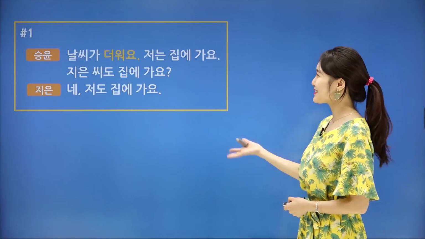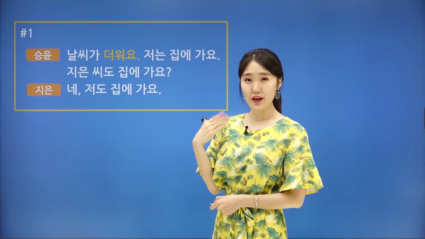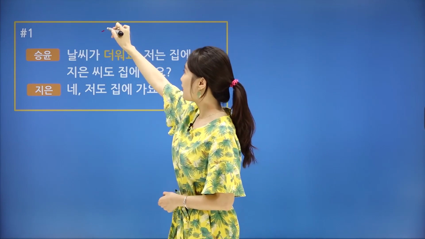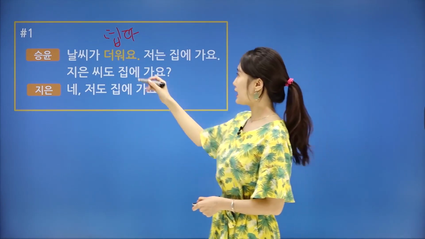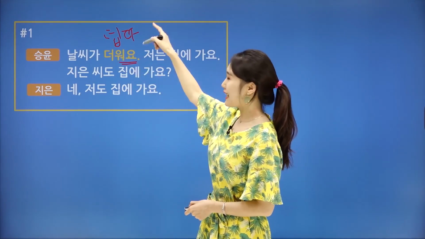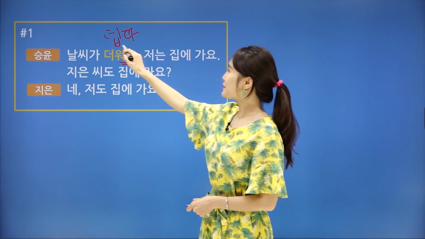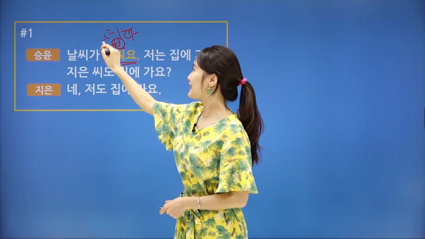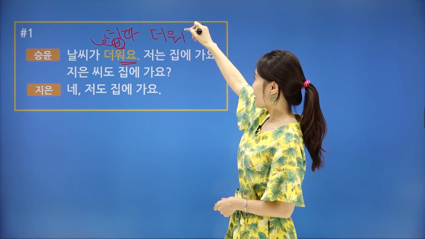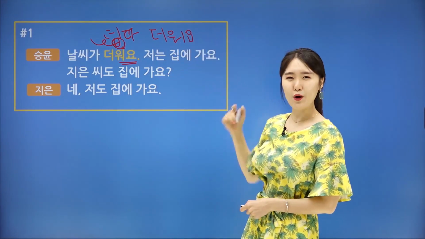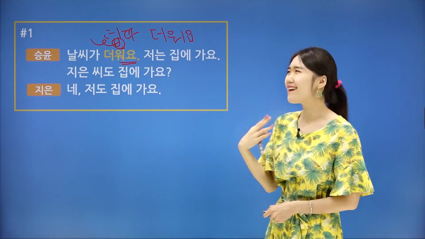Were those four conversations hard? I'll explain it to you. First one, 날씨, weather, 날씨가 it was 덥다, hot. But if you want to say 아유, 어유, it's 부 받침. So you take this off and 우어요, 더워요. The weather is hot.